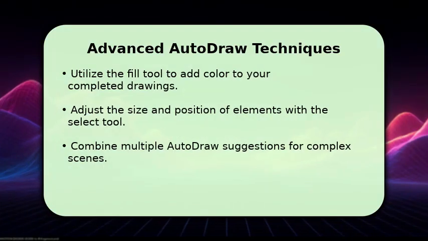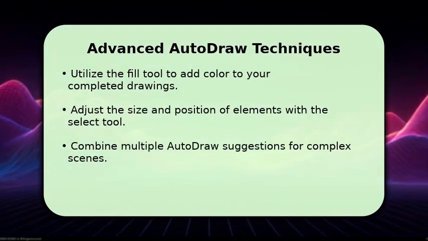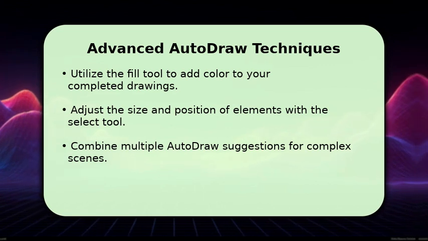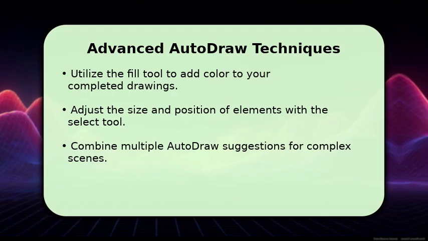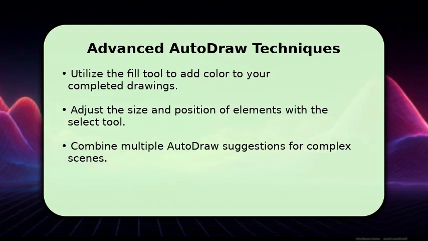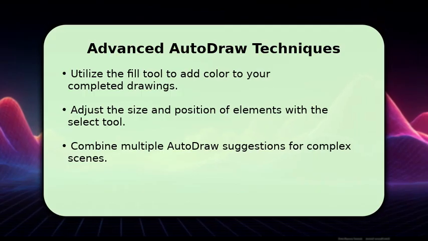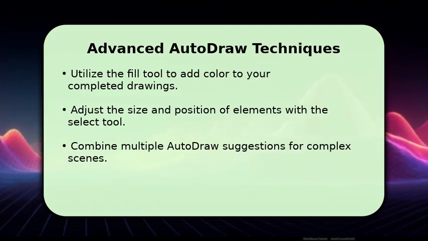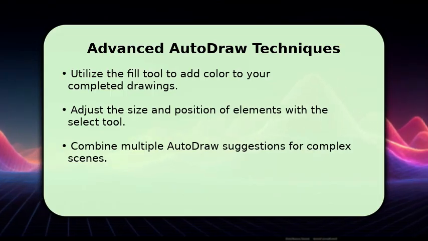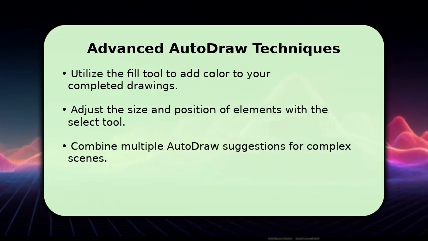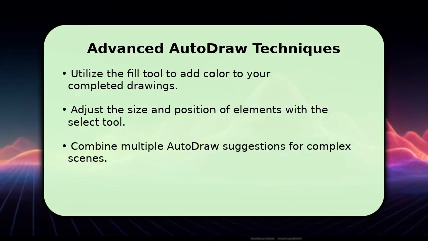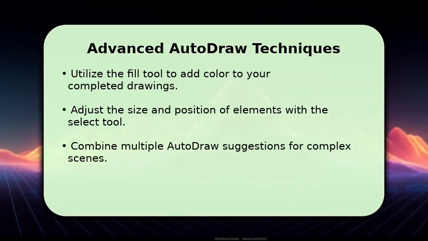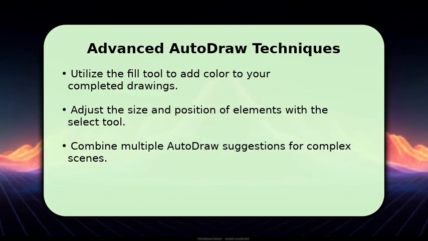Beyond basic drawing, Auto Draw offers more creative control. After selecting a suggestion, you can use the Fill tool to add vibrant colors to your artwork. The Select tool allows you to resize, rotate, and reposition any element on your canvas, giving you flexibility. Try combining several Auto Draw suggestions to build more complex scenes or illustrations. For example, draw a house, then a tree, and arrange them together. Experiment with different tools to unlock its full potential.